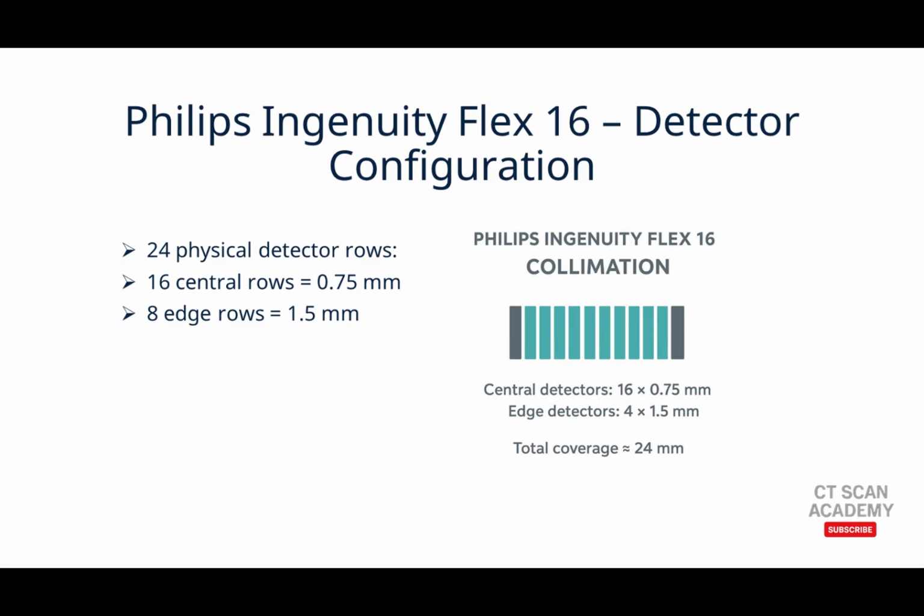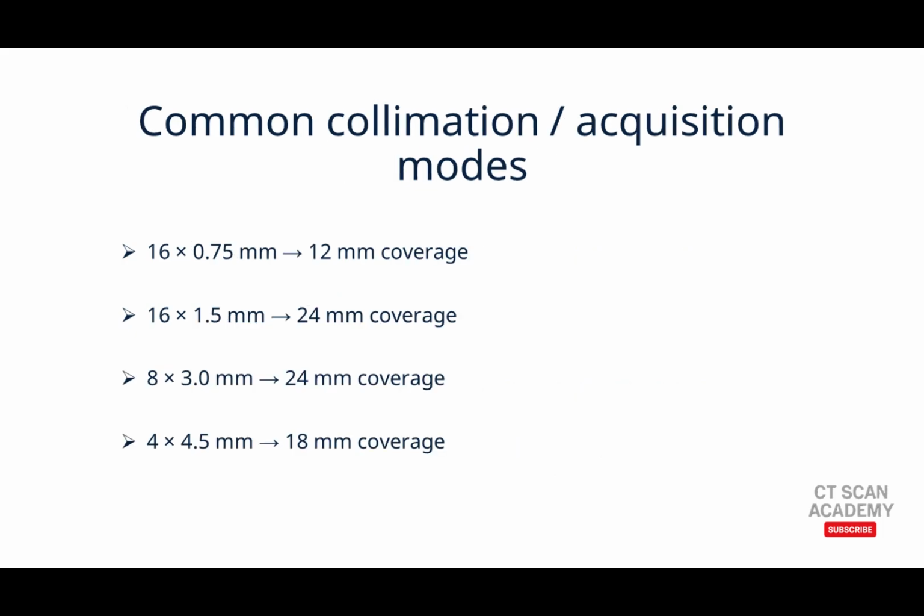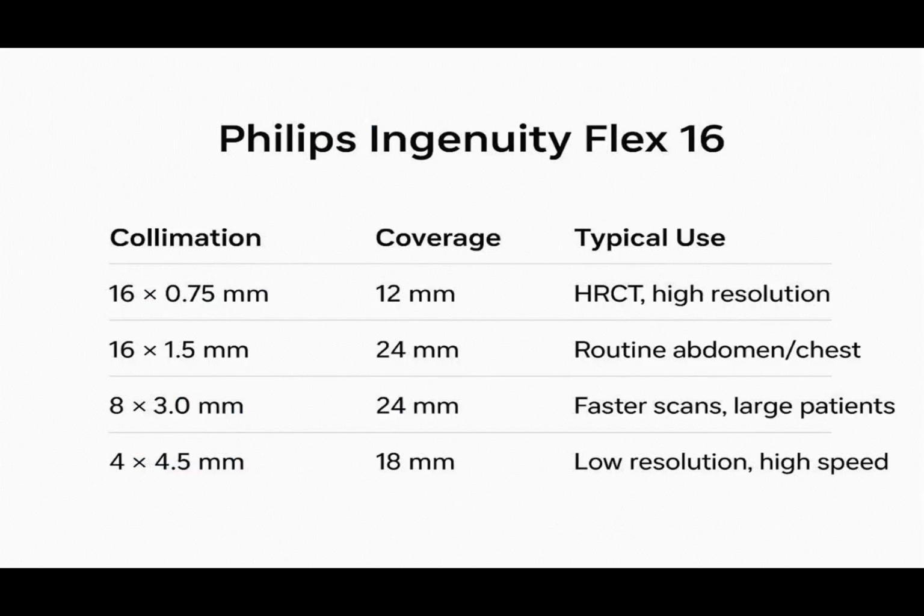The scanner has 24 physical detector rows, 16 central rows at 0.75 millimeters, and 8 edge rows at 1.5 millimeters. Common acquisition modes include 16 times 0.75 millimeters, 12 millimeter coverage, 16 times 1.5 millimeters, 24 millimeter coverage, 8 by 3.0 millimeter, 24 millimeter coverage, 4 by 4.5 millimeters, 18 millimeters coverage.